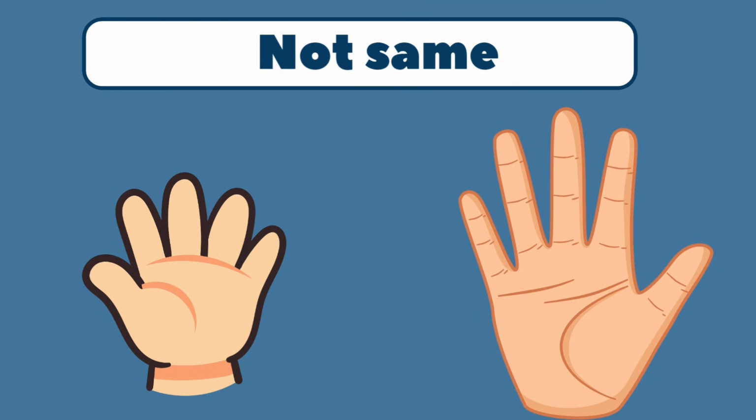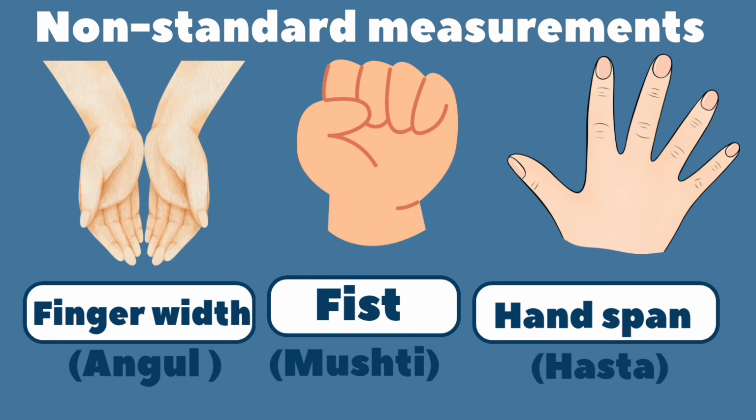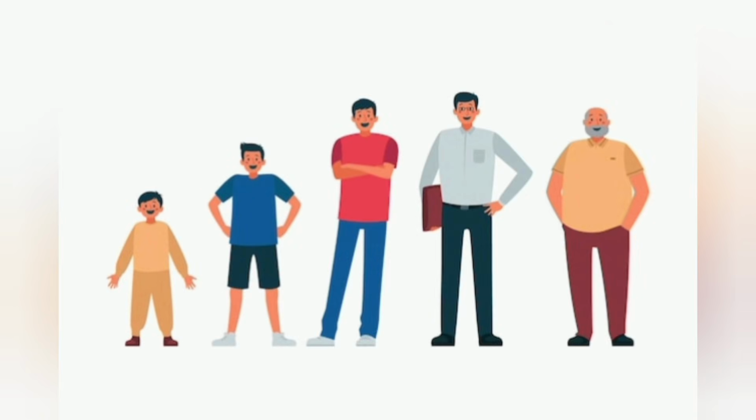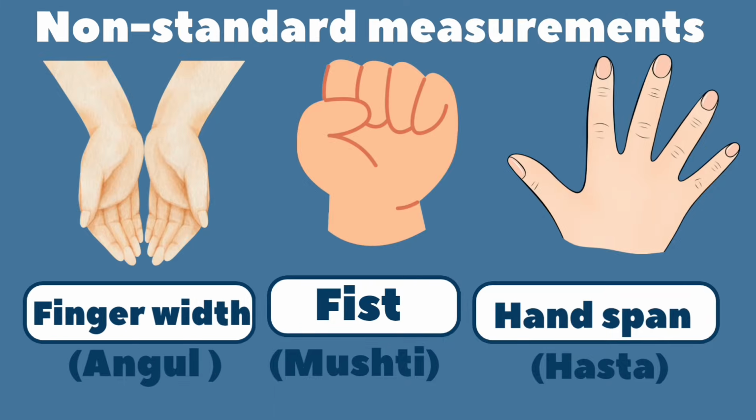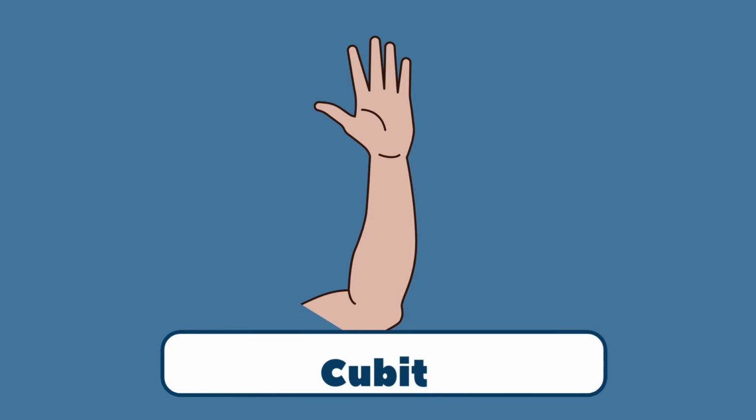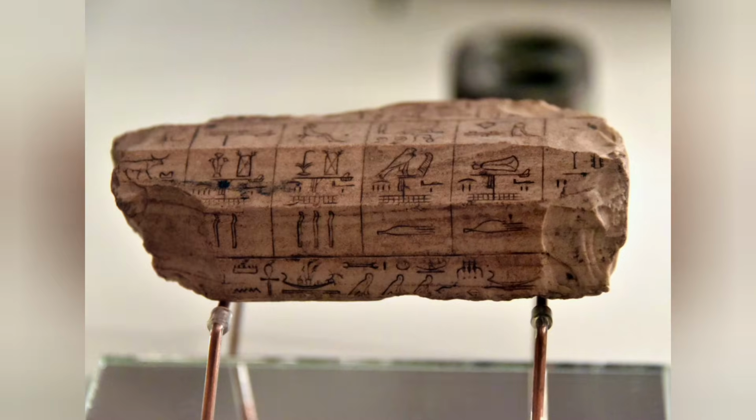In the past, units like fingerwidth, angul, fist, mushti, handspan, hast, and footstep were used to measure length. However, because age and size vary, the measurements taken by different people also vary. This is called non-standard measurement. Do you know? In ancient Egypt, the distance from a person's elbow to the tip of the middle finger was used as a unit of length called a cubit. Since this varied from person to person, the king's cubit was established as the royal cubit.